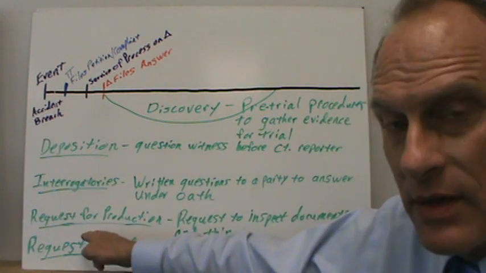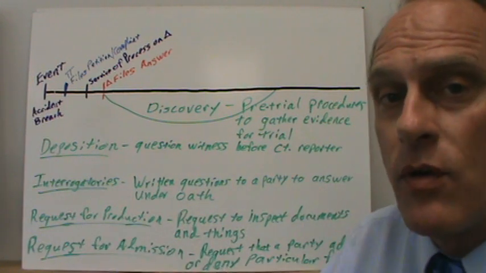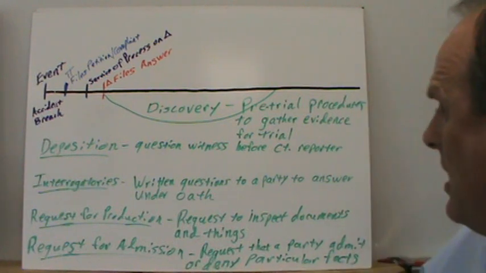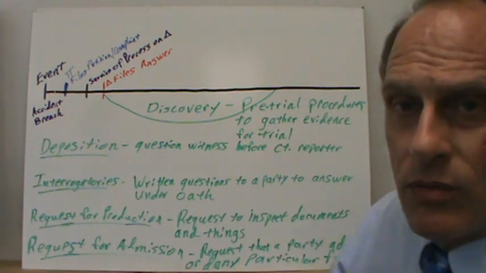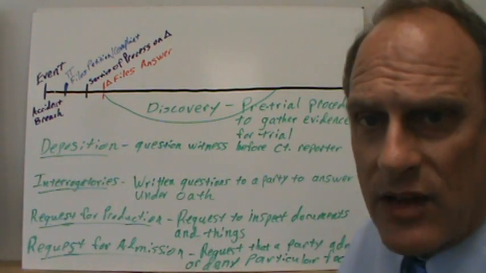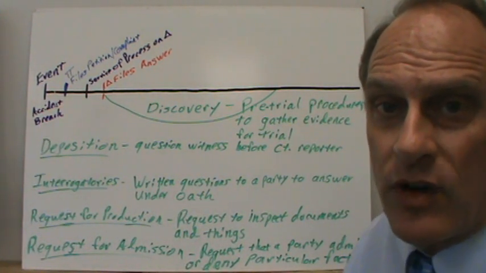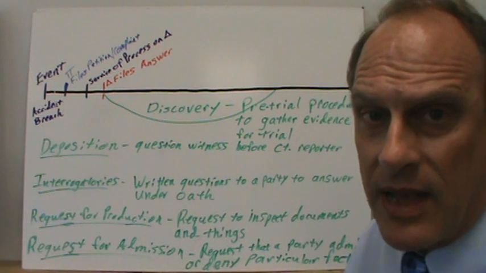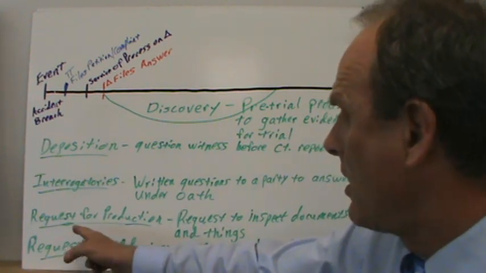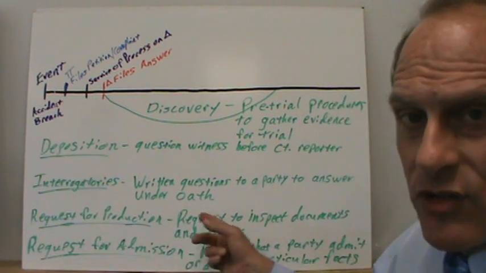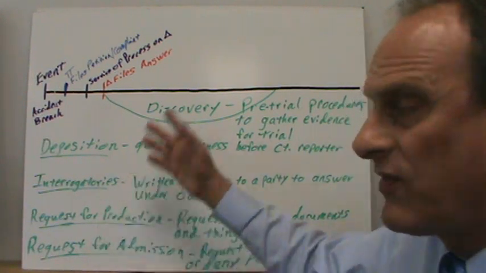We can also ask an opposing party to turn over certain documents and things. Credit card bills, contracts, correspondence, letters. I even had the opposing party turn over a shotgun one time that I wanted to have examined. So we can have requests for production of documents and things. That's very helpful in developing our case.